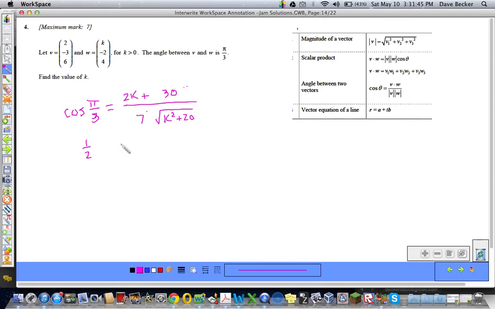And we know cosine of pi over 3 is equal to 1/2. Yes? So I'm just going to put 1/2 there. How could we do it? Graph. Sketch the graph of 1/2 and then 2k plus 30 over 7 square root of k squared plus 20. All right, to the drawing board we go.